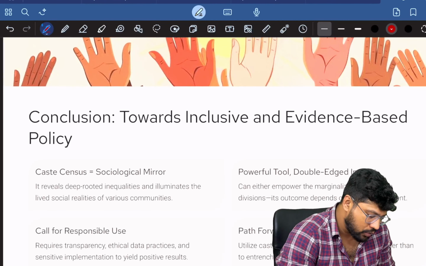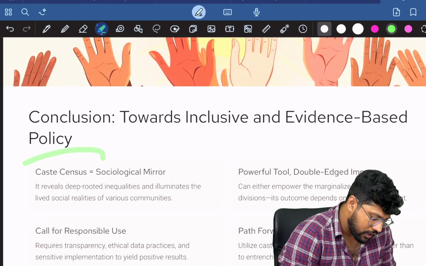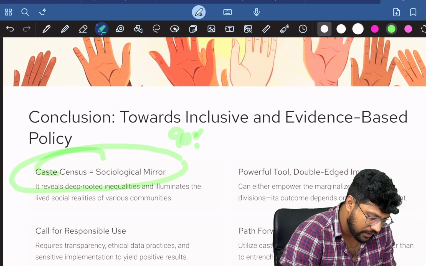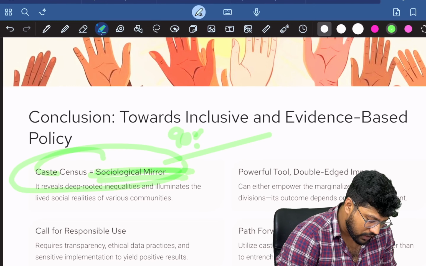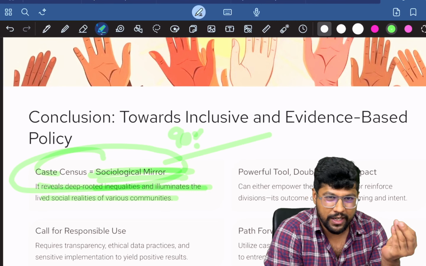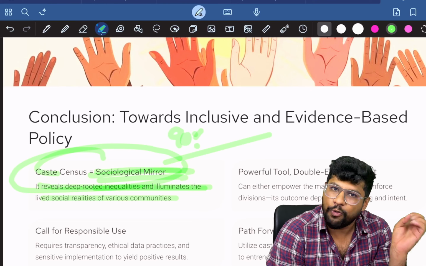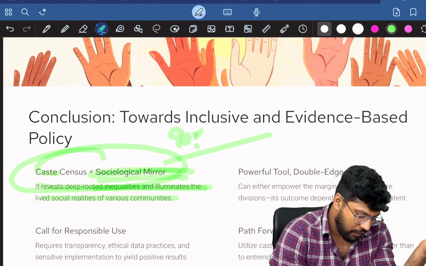With respect to the conclusion, what you can say is that the caste census is a sociological mirror. Caste is a reality in Indian society. As I already told, 90% of marriages happen within the caste even today. Caste is a deep rooted inequality, so enumerating a caste based census is very relevant because that really shows who we are, and based on that we can take further policies.